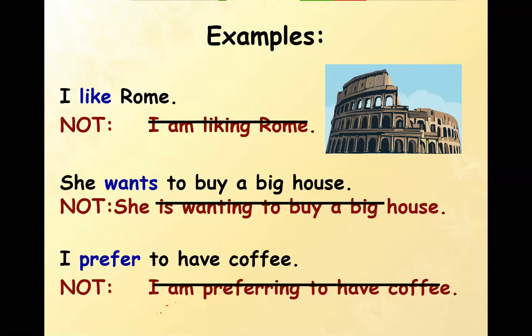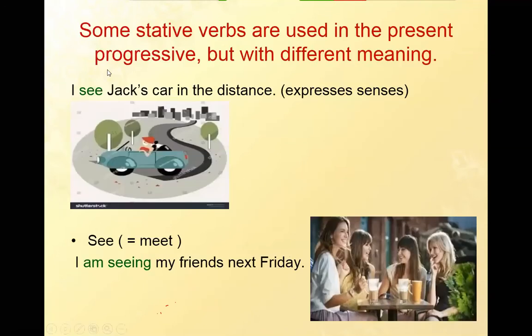Okay, so what are stative verbs? Stative verbs are some verbs we can use to express a state, like hate, prefer, believe, weigh. All of these verbs cannot come in continuous or progressive form at all. They must come in present simple form. But some stative verbs from the verbs that we had just said can be used in the present progressive, but with a different meaning. These are exceptions, some exceptions, you have to know them.